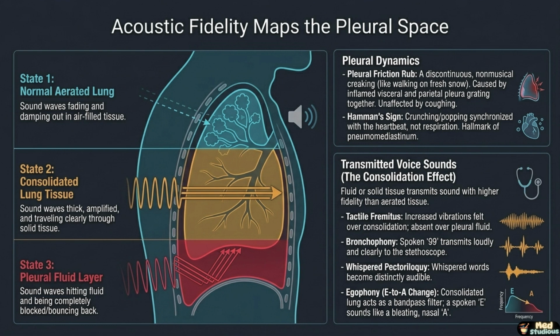Two other distinctive findings round out pleural acoustics: a pleural friction rub, a non-musical creaking sound, like walking on fresh snow, caused by inflamed pleural surfaces grating together, unaffected by coughing, and Hammond's sign, a crunching sound synchronized with the heartbeat rather than breathing, a hallmark of pneumomediastinum.